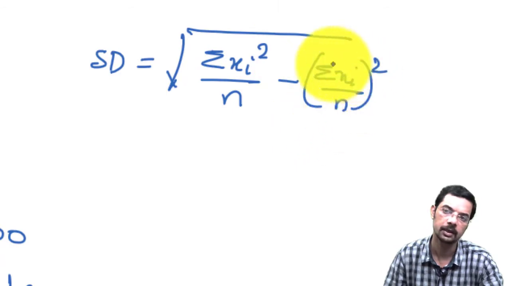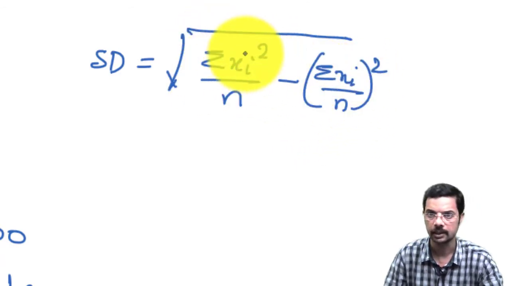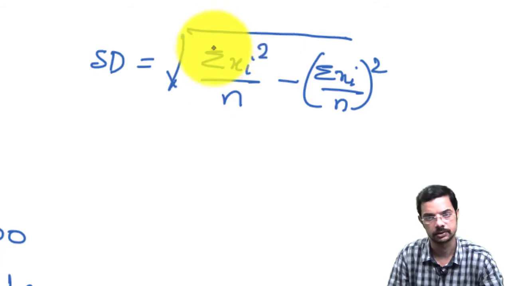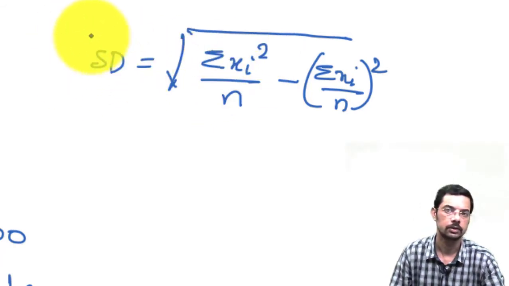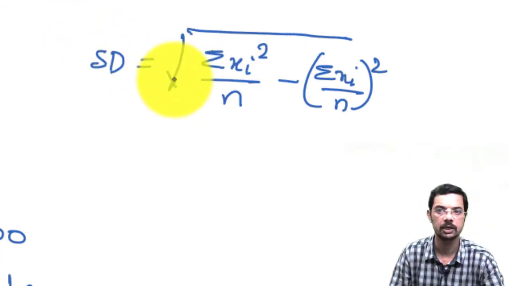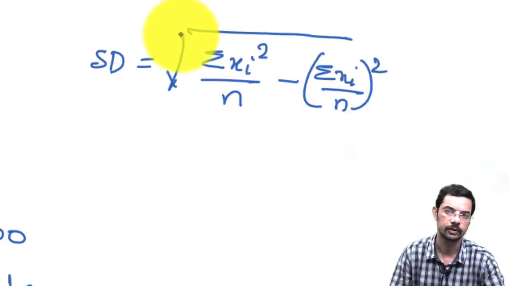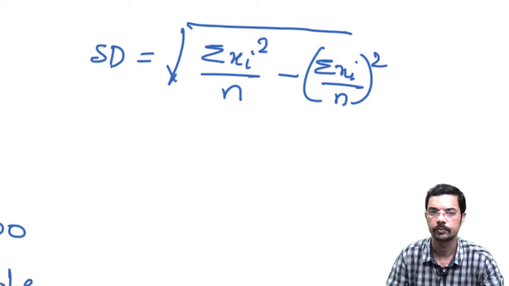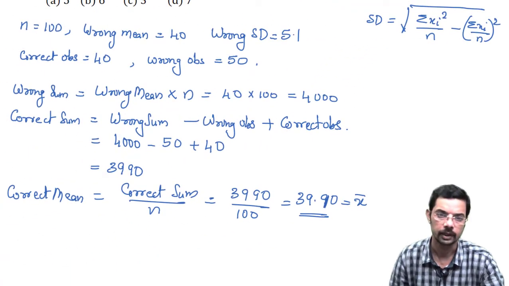So this has been corrected, but this part has not been corrected. So this is the wrong part. From whatever we have, we need to correct this. The square of standard deviation will be equal to this without the root. So that is what we are going to do. Let us find out.